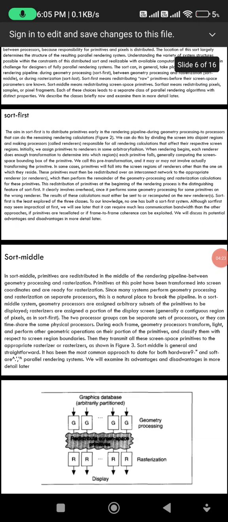Sort first. The aim in sort first is to distribute primitives early in the rendering pipeline, during the geometric processing, to processors that can do the remaining rendering calculations. We can do this by dividing the screen into disjoint regions and making processors responsible for all rendering calculations that affect their respective screen regions.